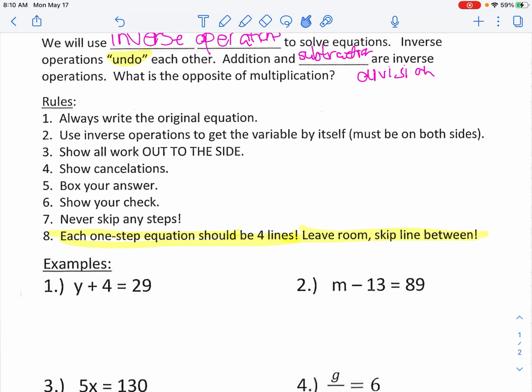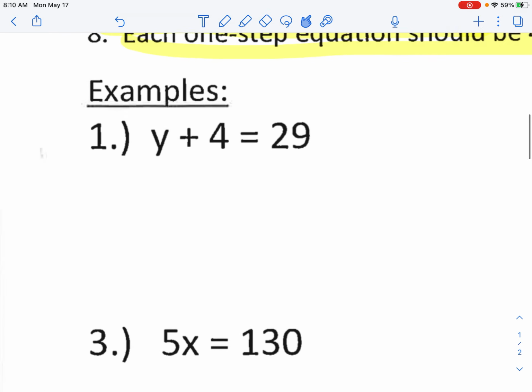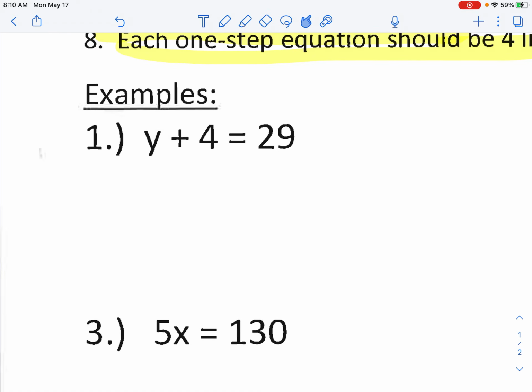Okay, so let me show you what we're talking about here. Now zoom into number 1. If I have the equation y plus 4 equals 29, so we've talked a lot about variables, that y is representing an unknown number. So this question is simply asking, what number plus 4 equals 29? And I think we can probably figure that out mentally. But this is how we solve this problem by solving a one-step equation.